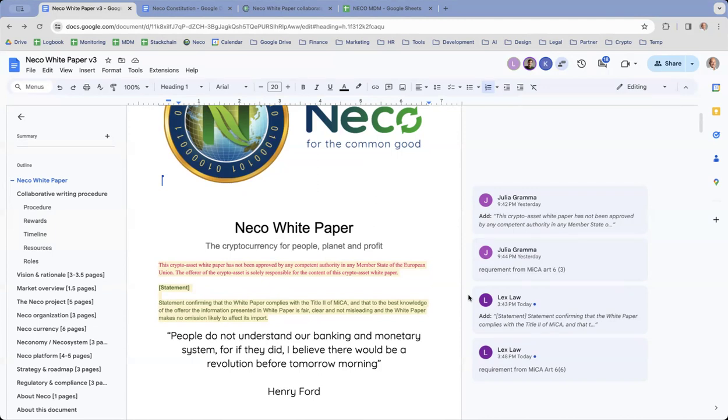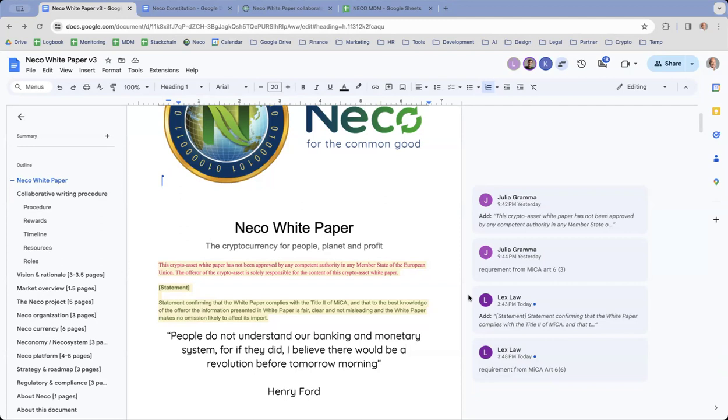As I said, the white paper describes the Neco project. It describes the token. It also describes our vision of a financial system. We call it the Neco system, a sustainable financial system that serves the people and the planet. It describes our organization, the Neocracy, a DAO based on a holacracy management system. And it describes other aspects, legal aspects. It describes tokenomics. It describes our roadmap and other topics around the regulatory framework.